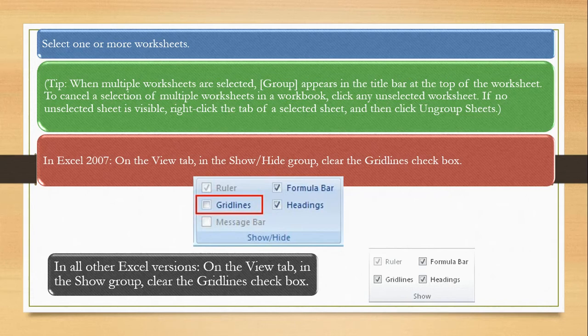In Excel 2007, on the View tab, in the Show/Hide group, clear the Gridlines checkbox. In Excel 2007, we see that there is a checkbox for grid lines. If we uncheck that, then we are able to hide the grid lines from the Excel file. But in all the other Excel versions, on the View tab, in the Show group, clear the Gridlines checkbox. And now in Excel 2010, 16, 19, we have to again check the checkbox to see the grid lines in our Excel page.